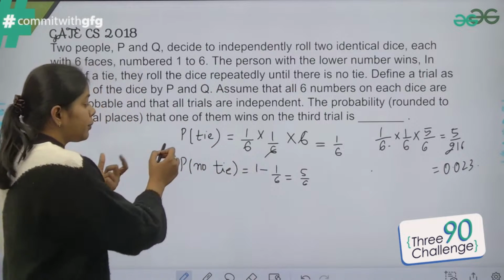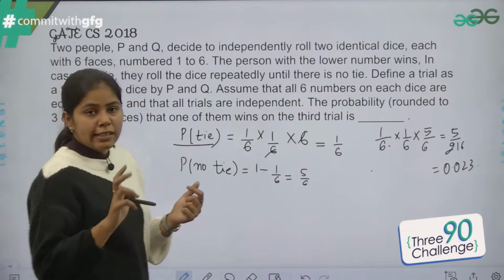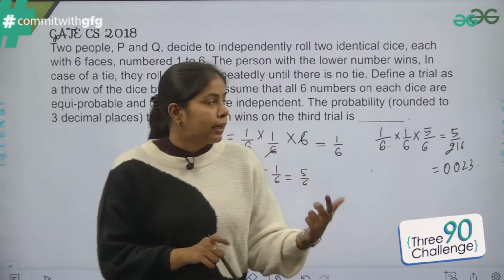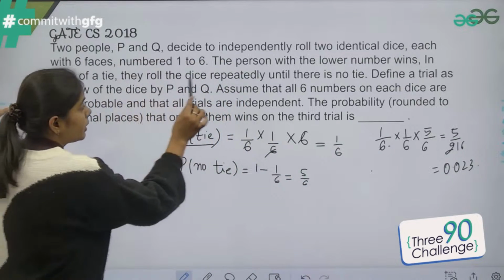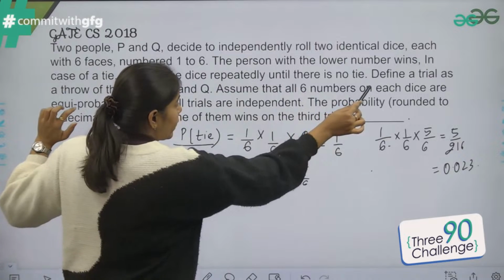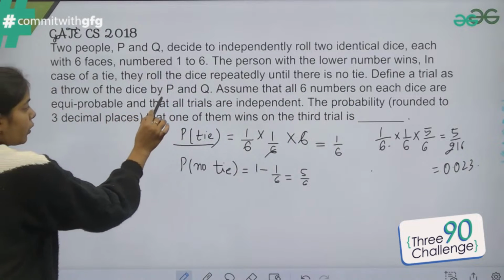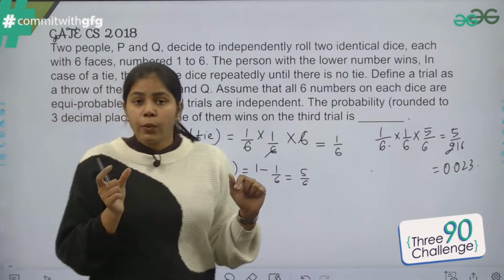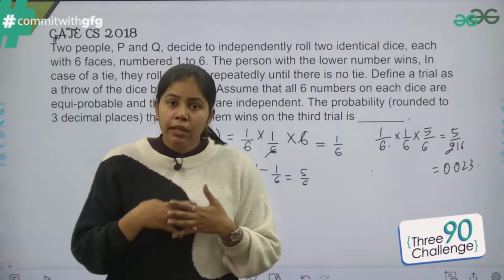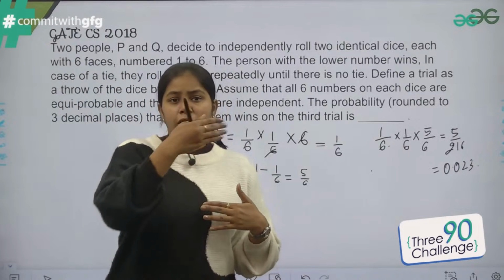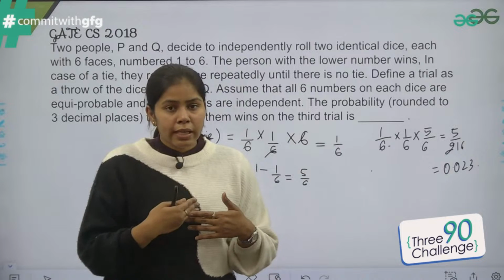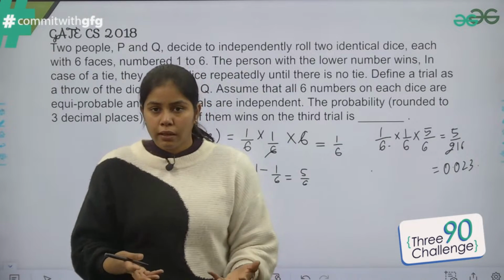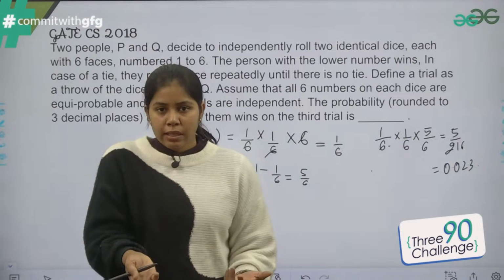So when I'm saying the probability of getting a tie, let's say two persons are playing, when would they get a tie, right? They roll the dice repeatedly until there is no tie. Define a trial as a throw of the dice by P and Q, right? A tie is what? If I'm getting one, the other person is getting one. If both of us are getting one, that means no one is getting a lower number. That means nobody is winning. That means the game is a tie, right?